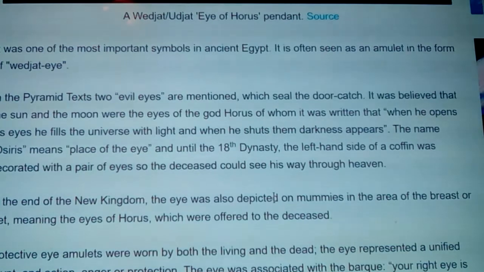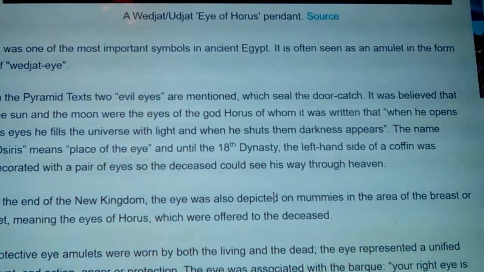Really not in that myth, though, and before this time, of course, there was other myths. The name Osiris means the place of the eye. So that kind of shows a different thing, too. And, of course, people know that it hooks up to Sirius and all these other concepts that they've put with it. And, of course, as above, so below, but let's not go deep into that. And in the 18th dynasty, that's whenever it kind of left off, and the left-hand side of a coffin was decorated with a pair of eyes so the deceased could see his way through heaven, right?